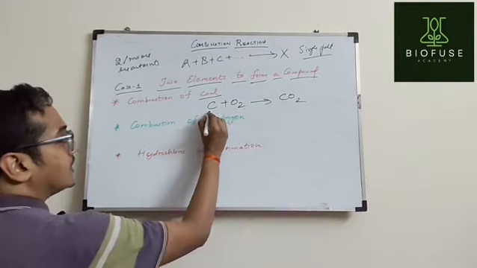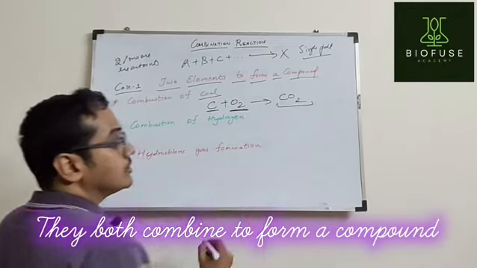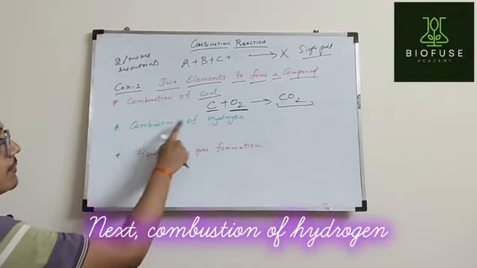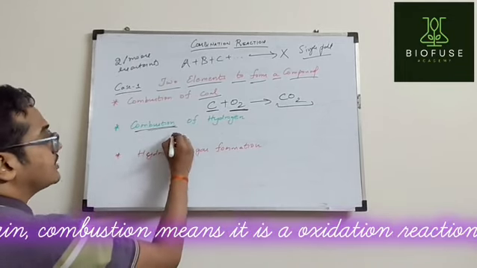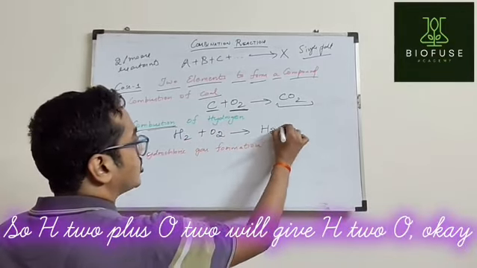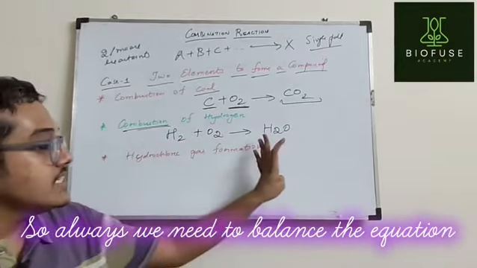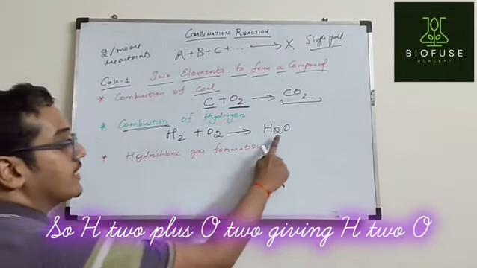This is an element, and this is another element. They both combine to form a compound. So this is one of the examples. Next, combustion of hydrogen. Combustion means it is an oxidation reaction, right? So H2 plus O2 will give H2O. Always we need to balance the equation. That is very, very important. So H2 plus O2 giving H2O.